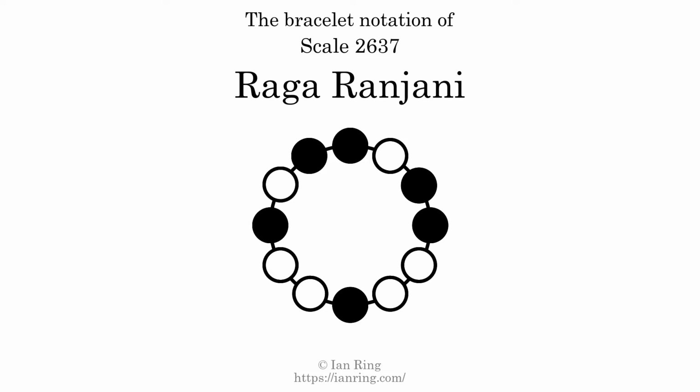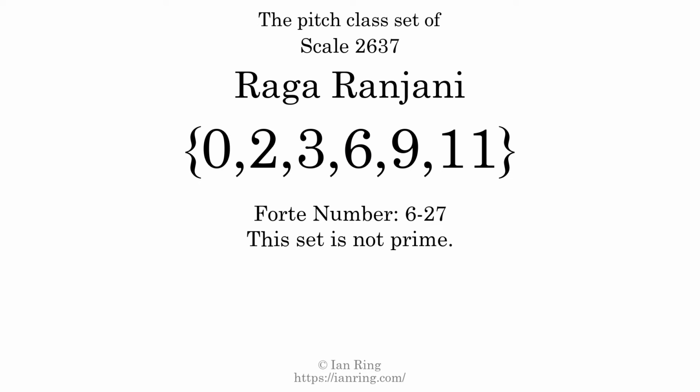This is a bracelet notation diagram of scale 2637. The shaded circles represent tones that appear in the scale, and they are read clockwise, starting at the top. The pitch class set for this scale is 0, 2, 3, 6, 9, 11. The fault class is 627. This set is not prime.